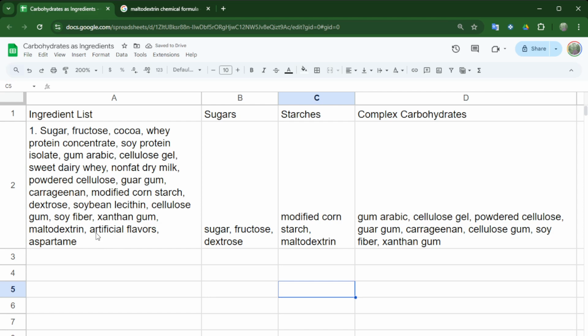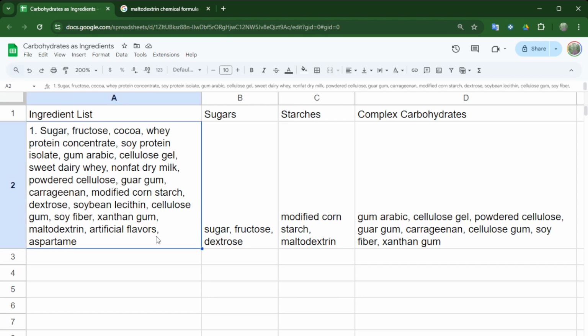So next ingredient is artificial flavors, and that's not carbohydrates, that's just flavor, okay? Flavor can be sweet, it can be something totally different. So that is not going to be one of my ingredients that I assign to a category.